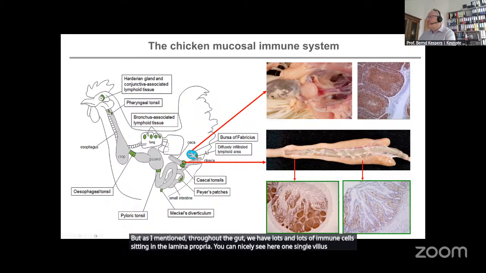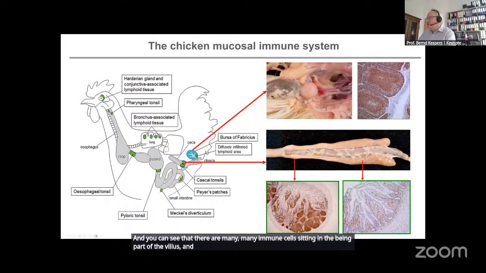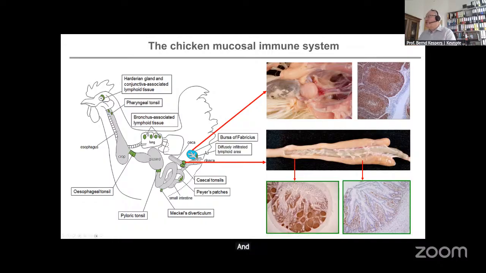See the crypts, and you can see that there are many, many immune cells sitting in the villus, and in particular sitting in the lamina propria. And this picture here just shows a single type of cell. It's just a picture of macrophages.